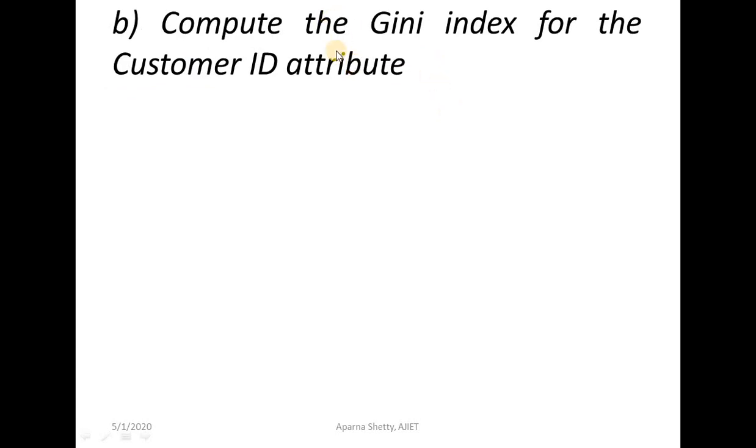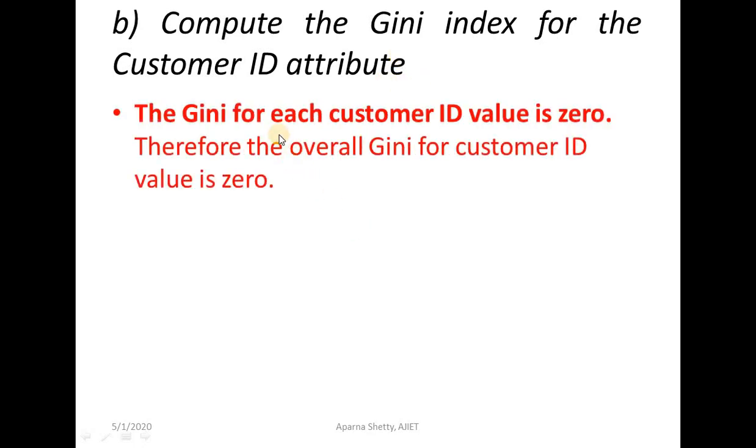Next, they have told us to compute the Gini index for the customer ID attribute. The Gini for each customer ID value is 0. Therefore, the overall Gini for customer ID is 0. Whenever it is customer ID, the Gini index or any impurity measure will give you 0, because each customer ID will have the value 0.